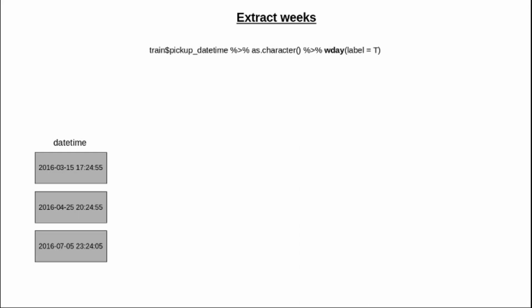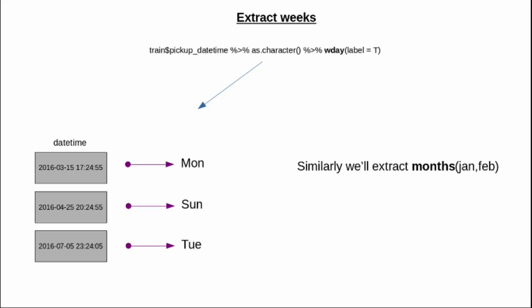To extract any information you have to convert the datetime object into a string, then we can perform any operation. When you run this, it extracts the week, like Monday, Sunday and Tuesday, as you can see. Similarly we try to extract months like January, February, and also hours. Hours means 1 a.m., 2 a.m., 4 a.m.